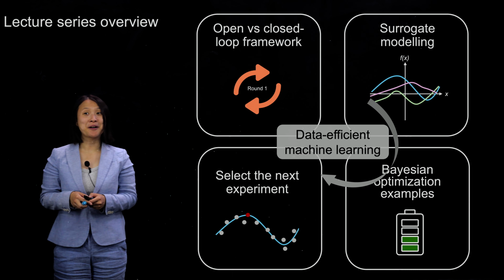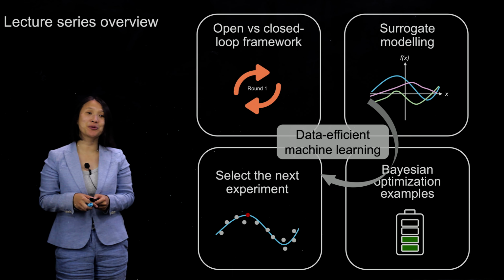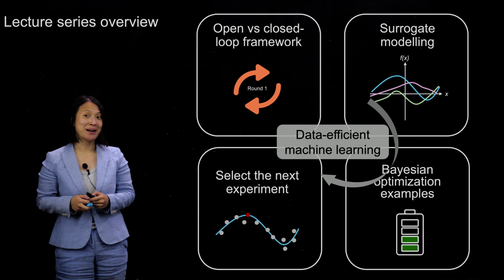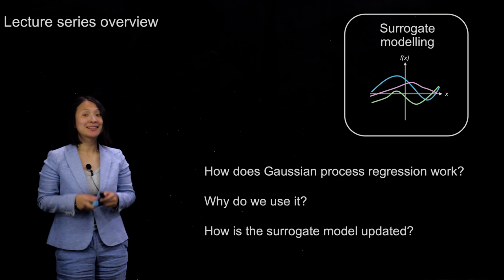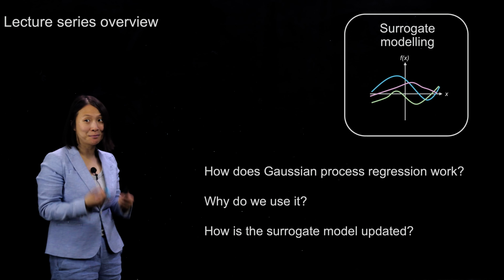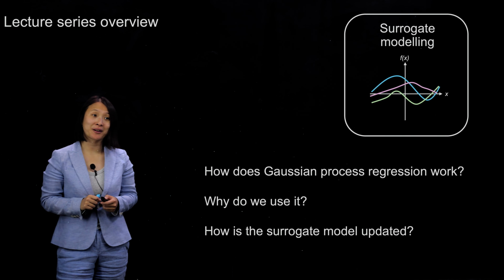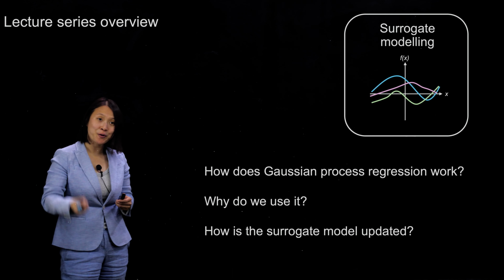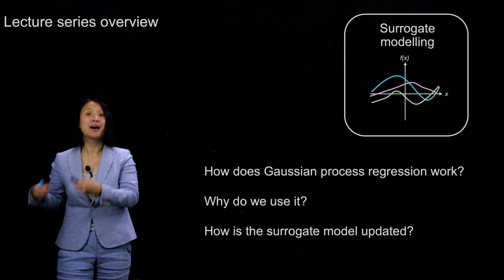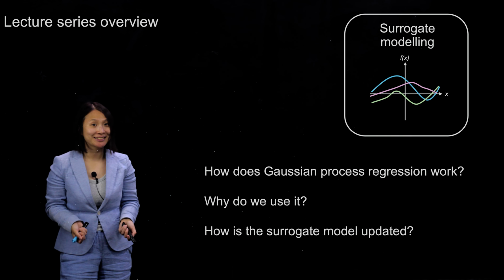Hello everyone, welcome back. Today we are continuing to look into closed-loop optimization. In particular, today we are going to go through surrogate modeling. We're going to discuss how Gaussian process regression works, why we use it, and if we use a Gaussian process regression model as a surrogate model, how the model is being updated.